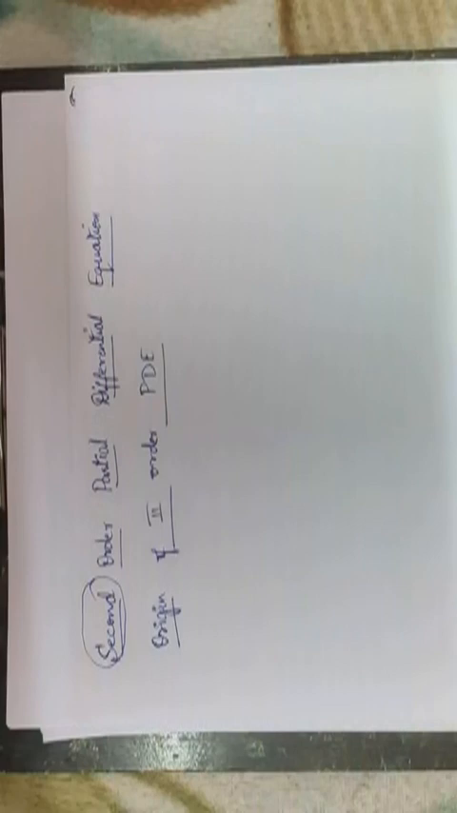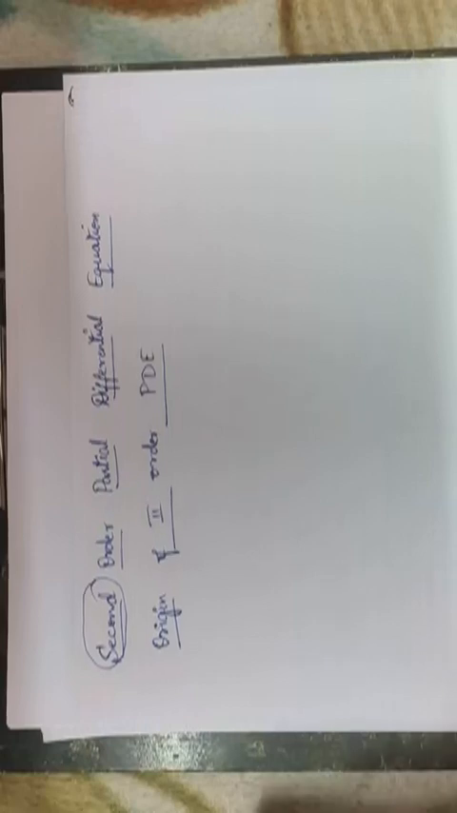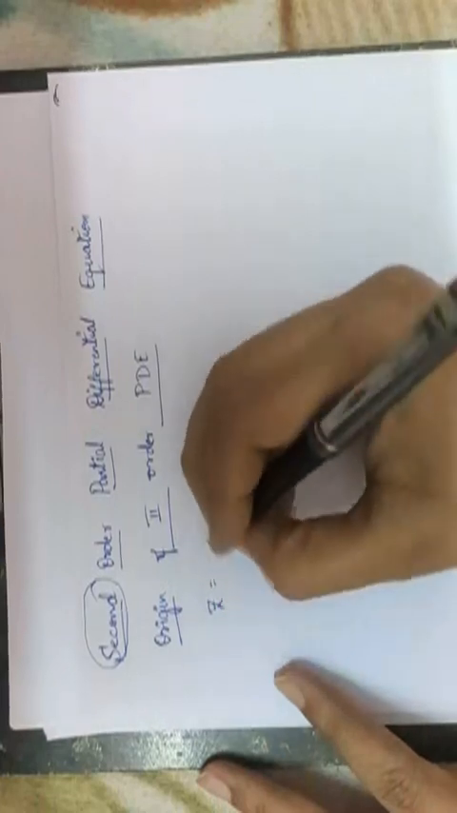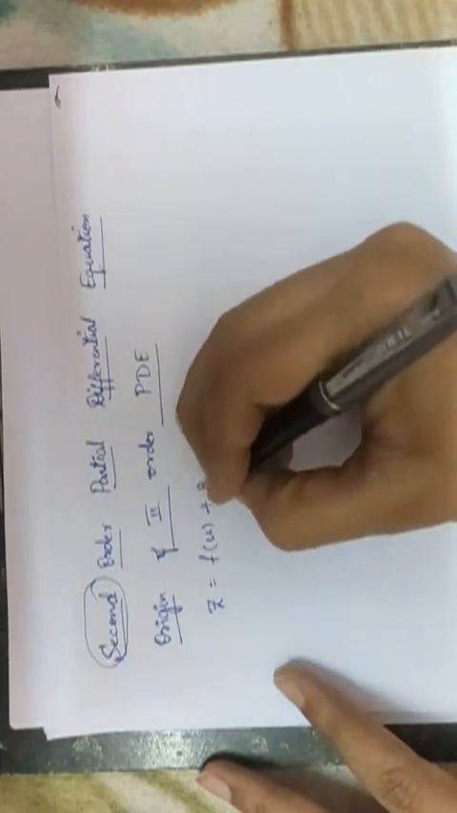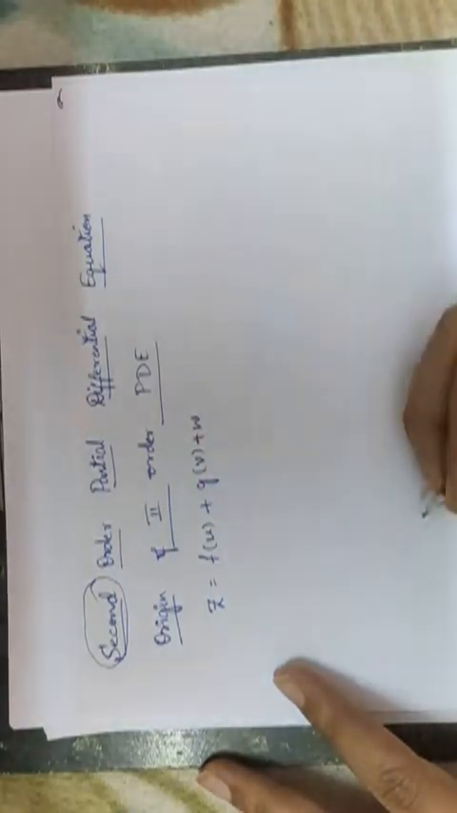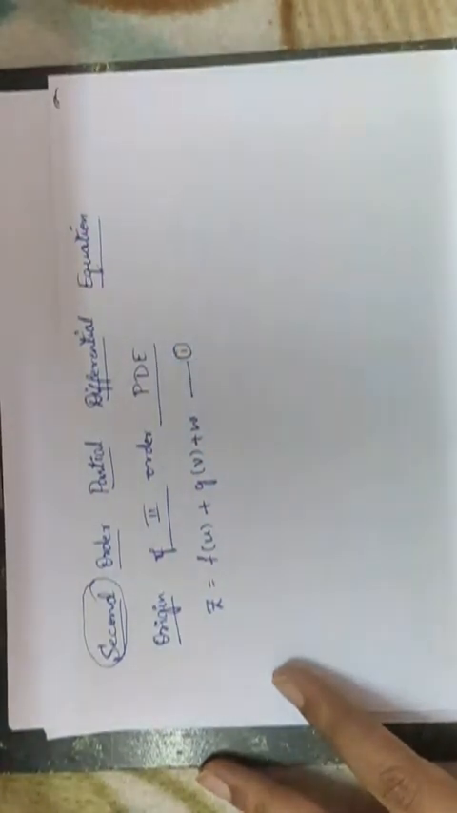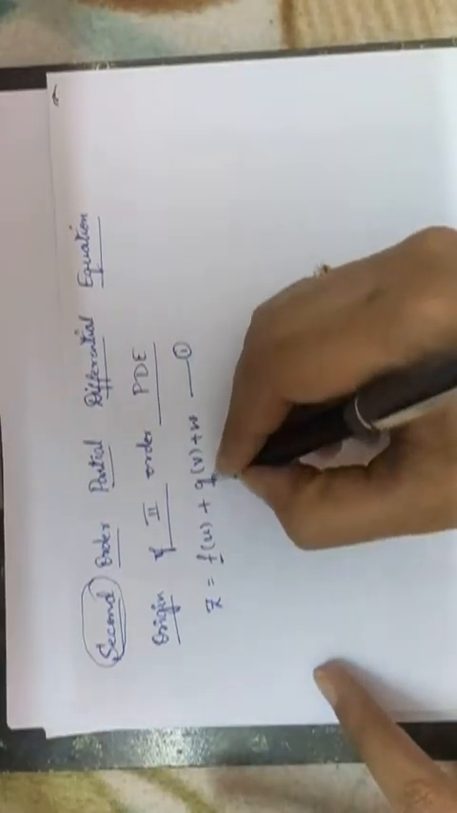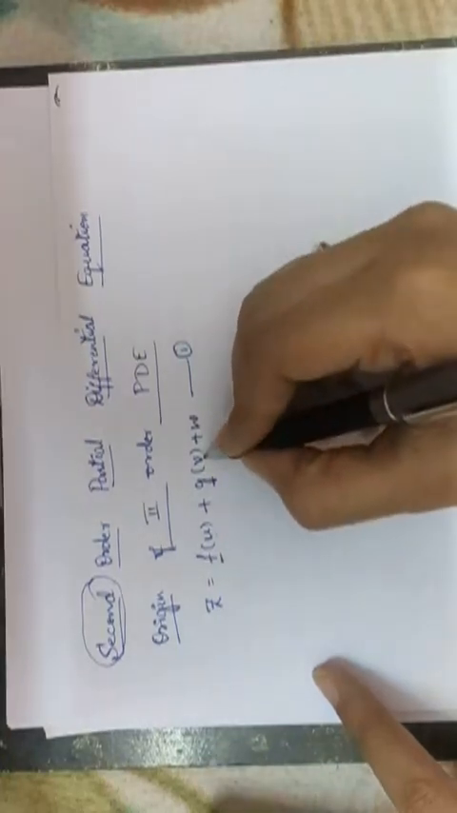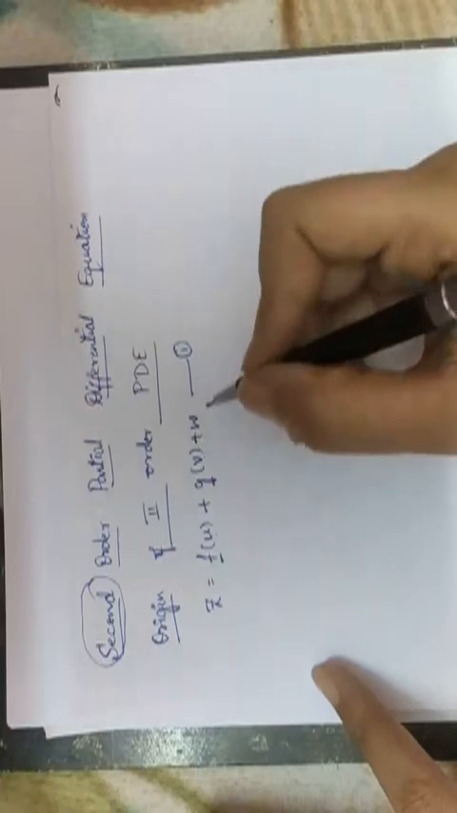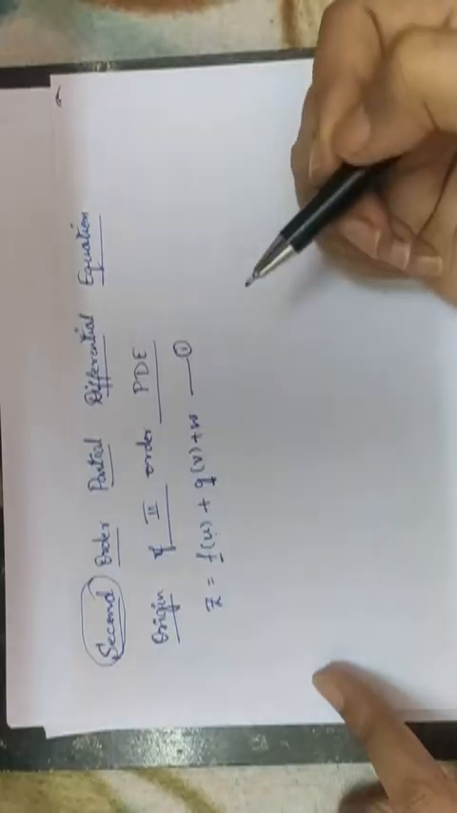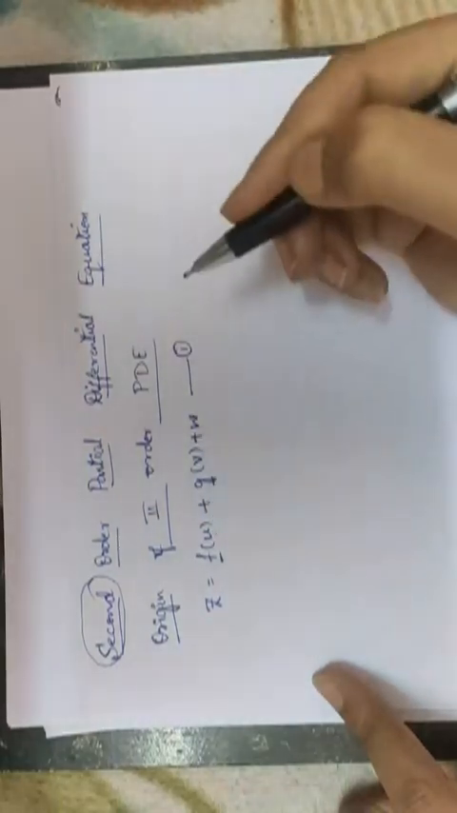In order to understand the origin of a partial differential equation, first I will consider one general function, or you can call it an equation. That is z is equal to f of u plus g of v plus w. I will call this equation number 1. Here, as you can see clearly, f and g are functions of u and of v respectively. You must use the word respectively because f is a function of u alone and g is a function of v alone, right? But what about u and v?